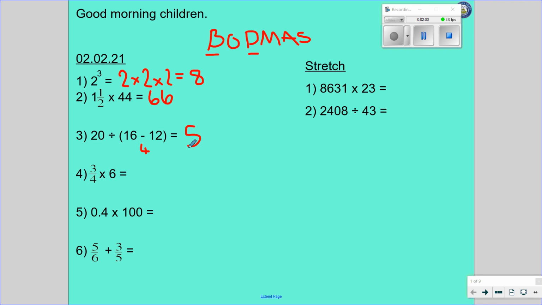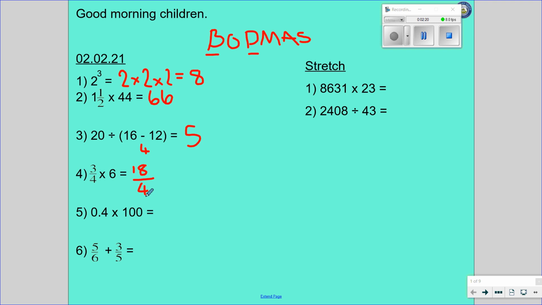Question 4, I've got 3/4 times by 6. When I'm timesing a fraction by a whole number, it's just the top number that is going to change. That numerator changes, t for times, t for top number, so I do 3 times 6, which is 18, and my 4 on the bottom, my denominator, stays the same.